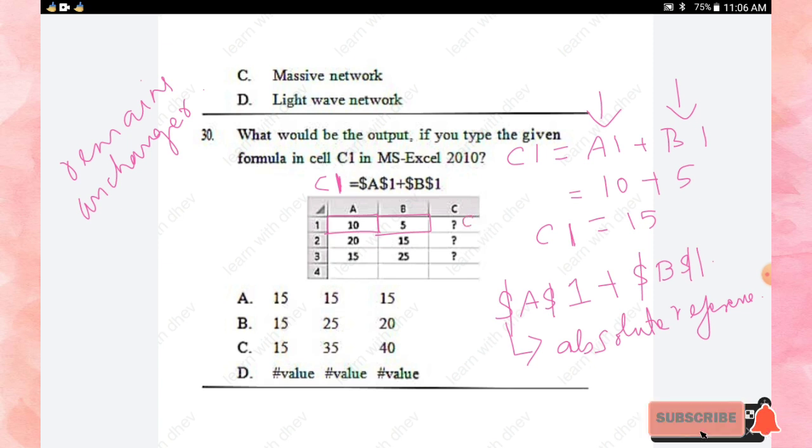So the output of the cell would be 15, right? Just copying the same formula to the next cell, that is C2, again you will be getting 15. Again, if you are copying these cells to this part, again you will be getting the answer 15. So what does it mean? Yes, this is absolute reference to the cells A1 and B1. Wherever you are copying the formula or moving the same formula to, it always refers to the cells A1 and B1. That's why you are getting the same output in different cells, right? So finally, what would be your answer? It's option A.